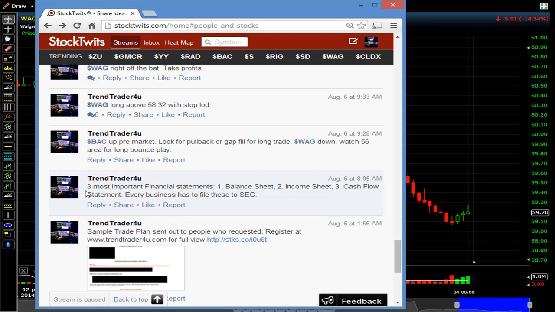Three most important financial statements: balance sheet, income sheet, cash flow statement. Very, very important. If you're a fundamental trader, a long-term position trader, you want to know the balance sheet, the income sheet, and the cash flow statement, how they all work, and how they all interrelate with each other.